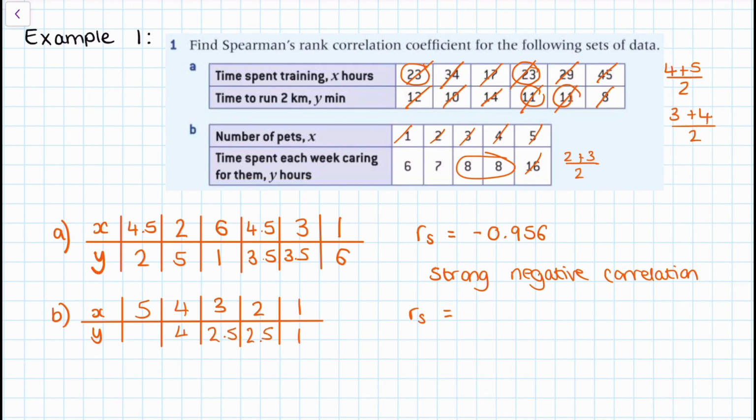Then this would be a 4 and a 5. Work out your R value, and you get a value of 0.975, which is a strong positive correlation.